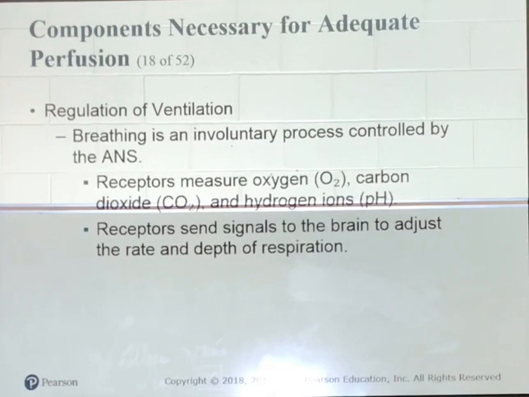Breathing is mostly an involuntary process that is controlled by the autonomic nervous system to maintain normal gas exchange. Receptors within the body constantly measure the amount of oxygen, carbon dioxide, and hydrogen ions, which is your pH balance, and send signals to the brain to adjust the rate and depth of respiration. You do have some voluntary control over your breathing that allows you to hold your breath or alter your breathing pattern during talking, laughing, or singing. But primarily, involuntary control is through the respiratory center located in the brainstem, which sends out impulses to the respiratory muscles.